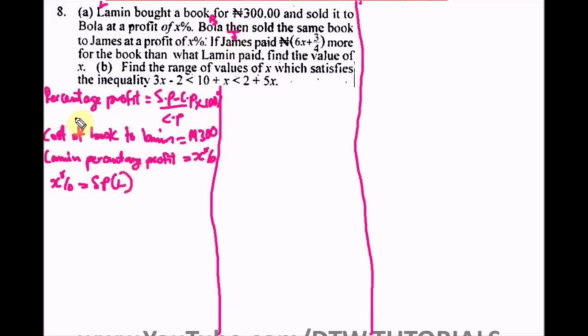So please also state it so the marker knows what you're doing. You just say Lamin, it's just declaring your variables. All right, you say Lamin is equal to L, Bola is equal to B, James is equal to J. Okay, so they understand when you do this.